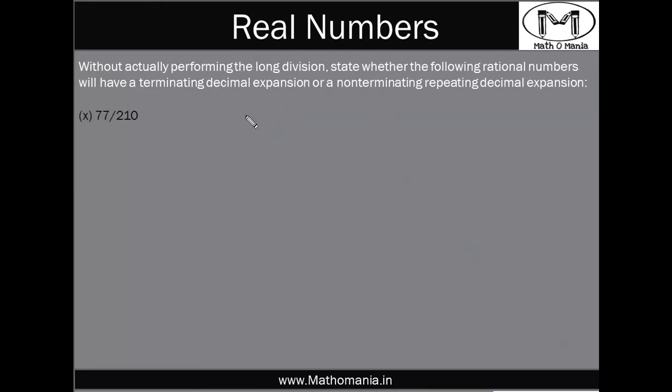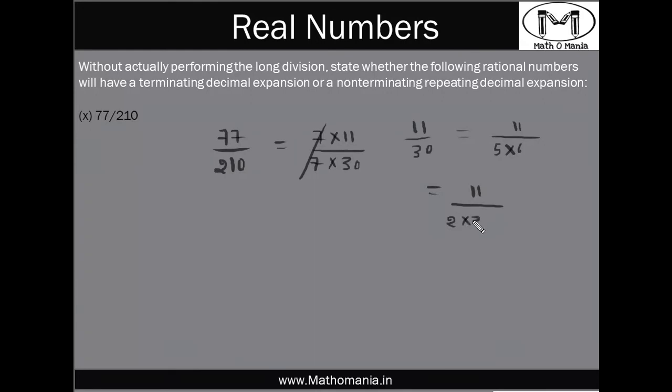Next part, last part in fact, 77 upon 210. Now we can see that this can be written as 7 into 11 and this can be written as 7 into 30. So 7 is a common factor over here, right? First we need to cancel that out. Now the remaining fraction is 11 upon 30. Now this 30 can be written as 5 into 6, which further can be written as 2 into 3 into 5. So apart from 2 and 5 we have 3 present as well, right? So this will also be a non-terminating fraction. I hope it is clear.